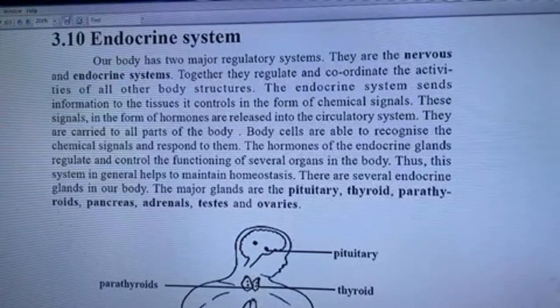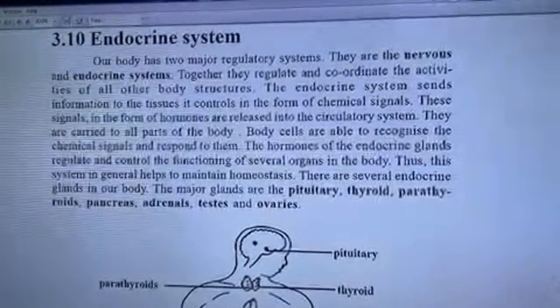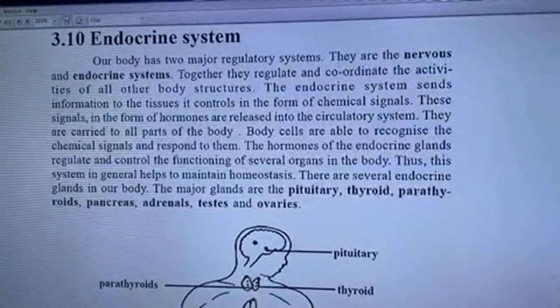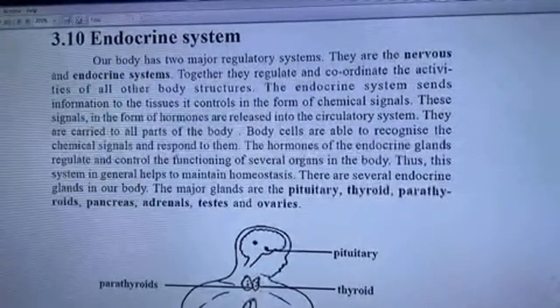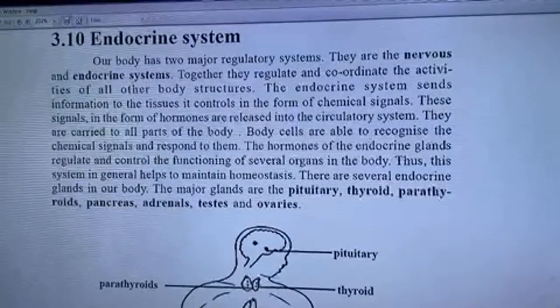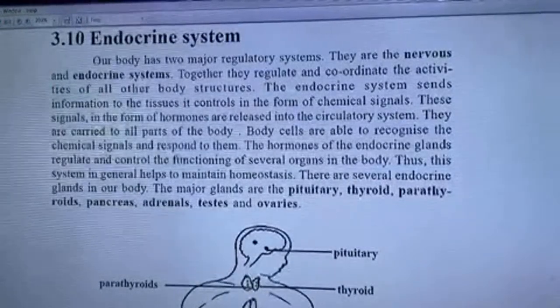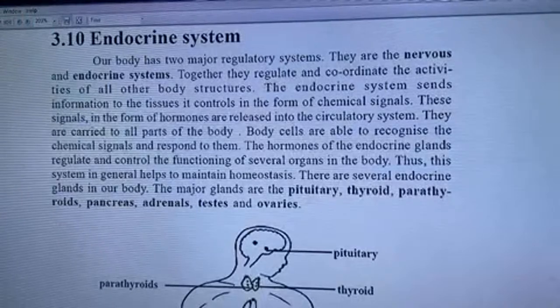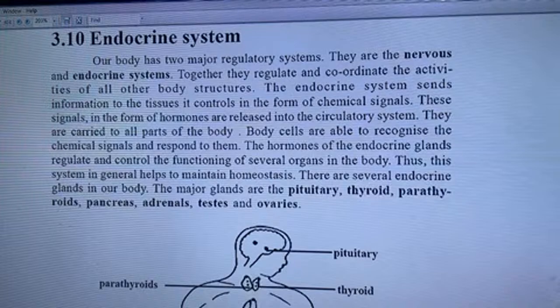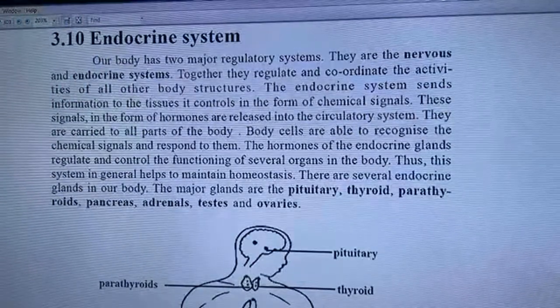Endocrine system. Our body has two major regulatory systems. They are the nervous and endocrine systems. Together, they regulate and coordinate the activities of all other body structures.